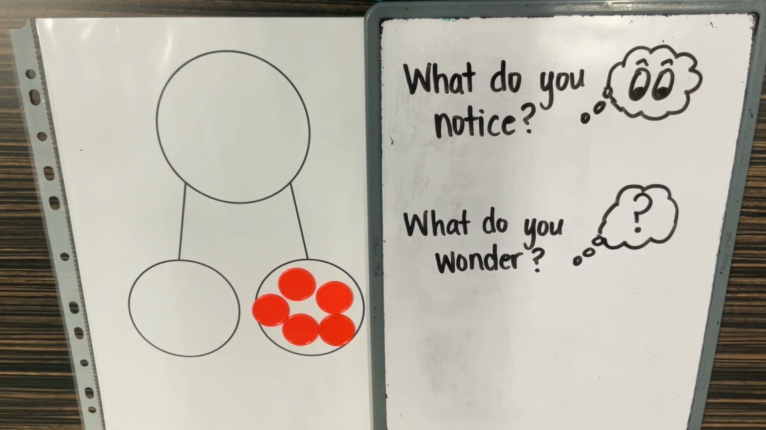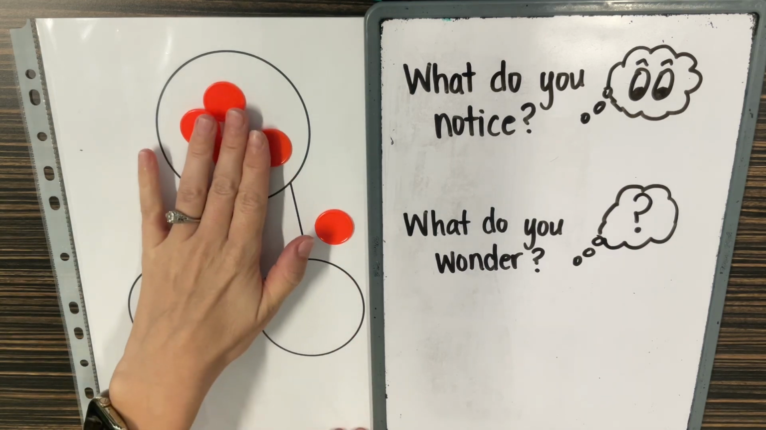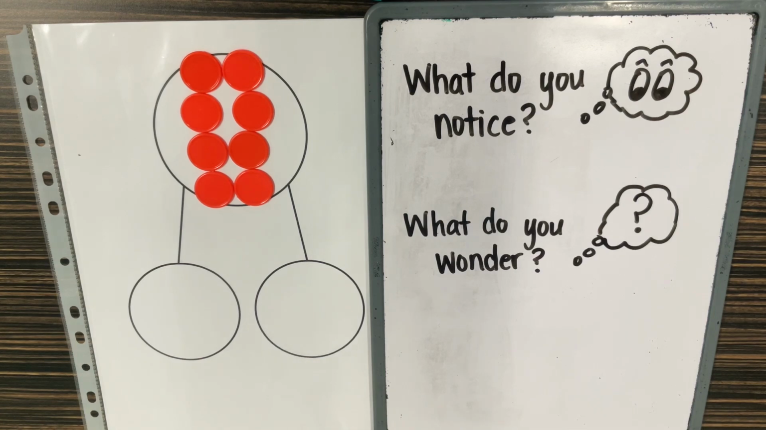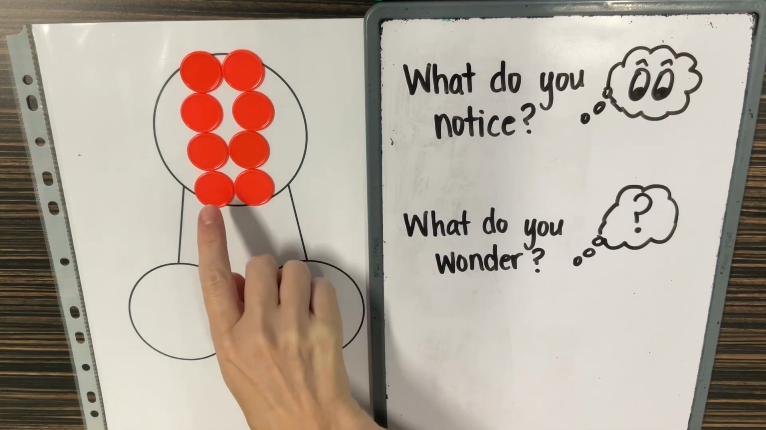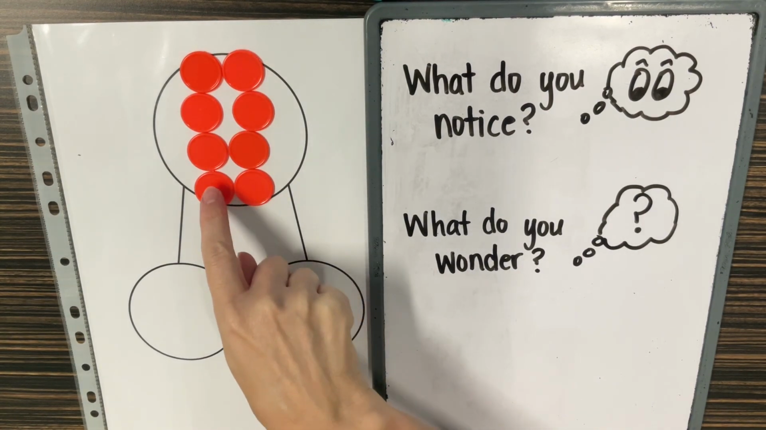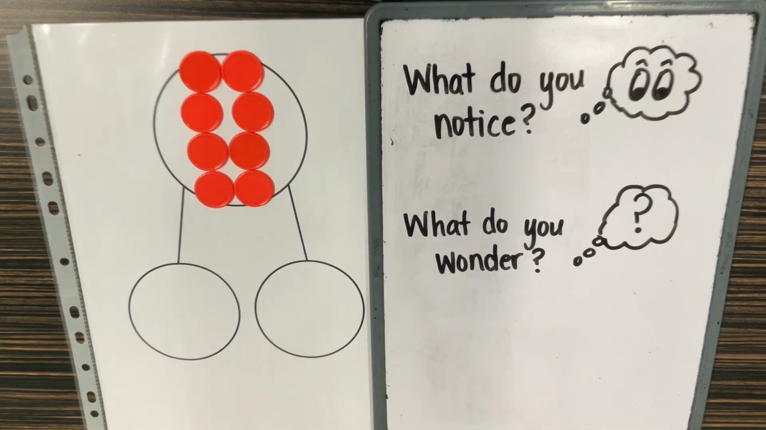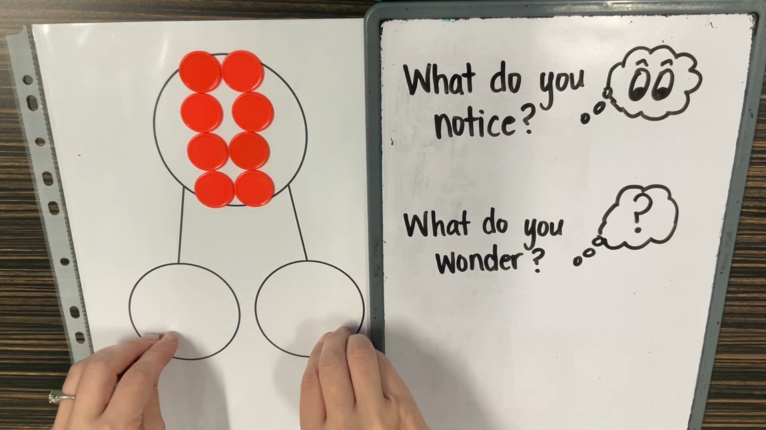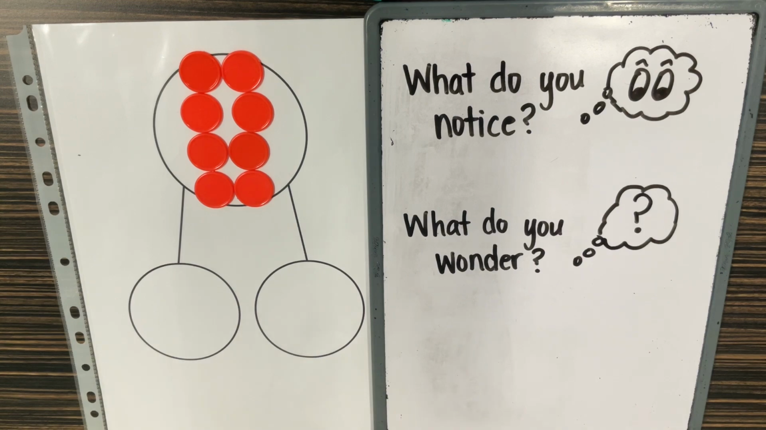Together with your classmates or teacher, think of a way you can decompose these counters in as many ways as possible. Now I have more counters. How many do you notice? I noticed 4 and 4. 1, 2, 3, 4, 5, 6, 7, 8. I wonder, what are all the ways I can decompose 8 into different parts? Give it a go.